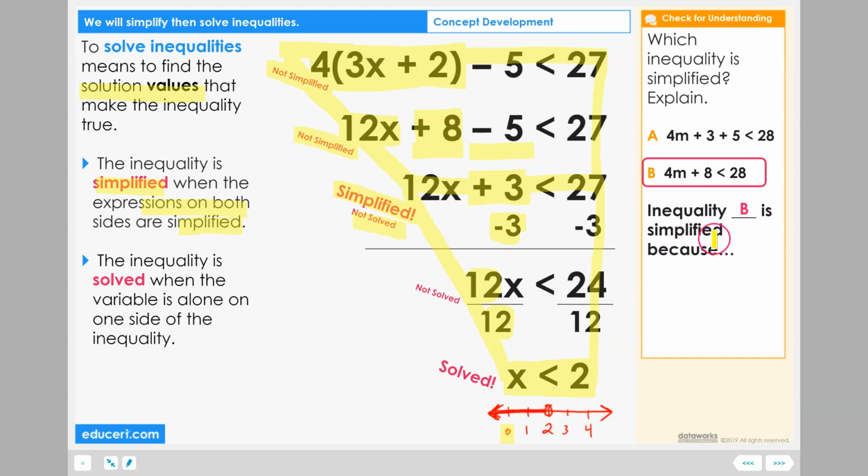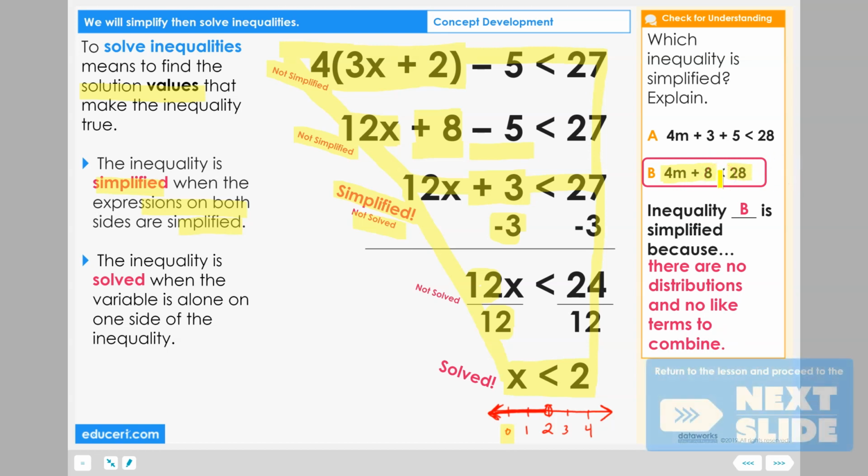Inequality B is simplified because there are no distributions and no like terms to combine on one side of the inequality and also on the other side of the inequality. Both are simplified expressions.